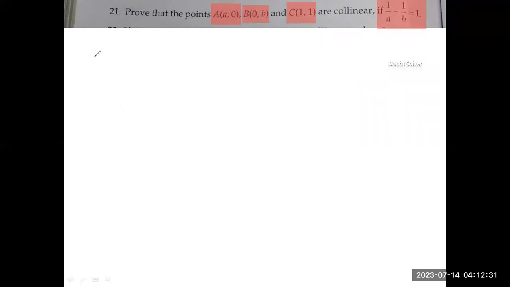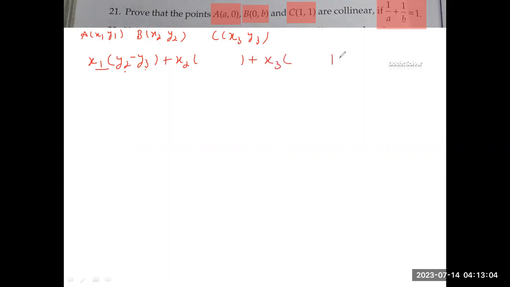So before starting with the question, the formula for collinearity: if 3 points A, B, C are collinear, with A as (x1, y1), B as (x2, y2), and C as (x3, y3), then the formula is x1 times (y2 minus y3), plus x2 times (y3 minus y1), plus x3 times (y1 minus y2), in cyclic order. This should be equal to 0.